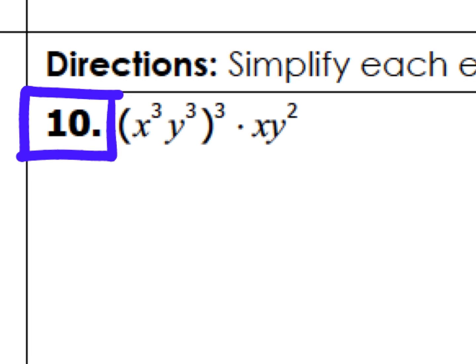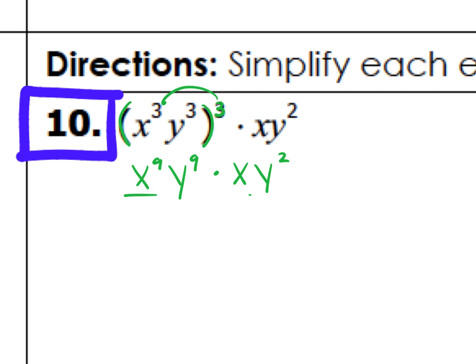Yeah. Some of you are mixing up how you're doing this, okay? This is x to the 3rd, y to the 3rd, but that whole thing is being taken to the 3rd power, okay? A power to a power, you what? Multiply the powers, okay? So when you take a power to a power, you multiply them. So this is going to be x to the 9th, y to what? The 9th, times x, y to the 2nd.